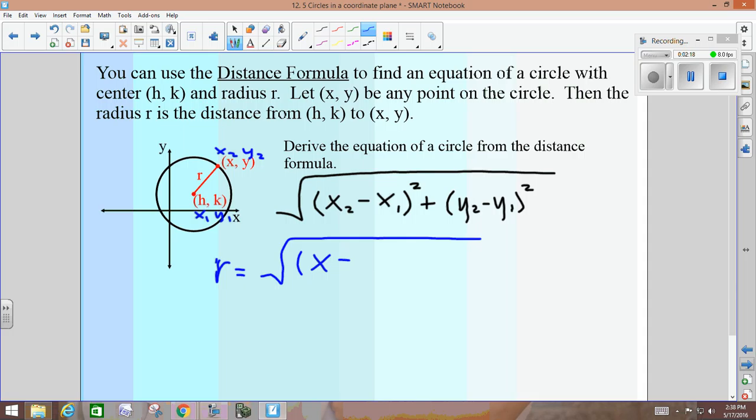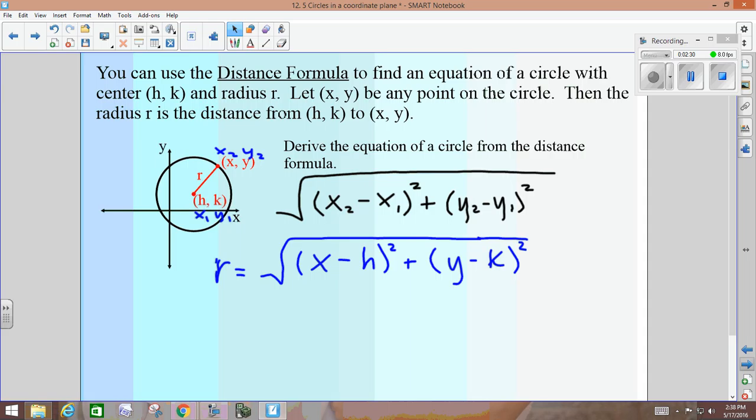Minus, what's my x1? Quantity squared, plus, what's y2? Minus my y1. Good, quantity squared. This would give you the length of your radius. So if I actually gave you numerical values, you'd be able to find the length of the radius doing this. You wouldn't be able to count it because it's at a diagonal line, so you'd have to use your distance formula.